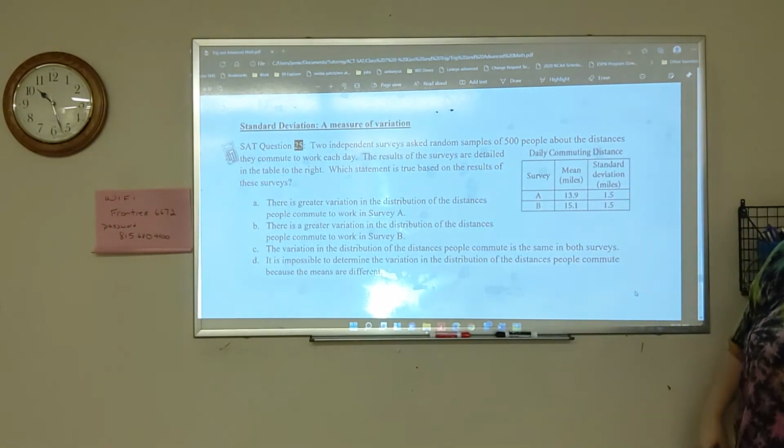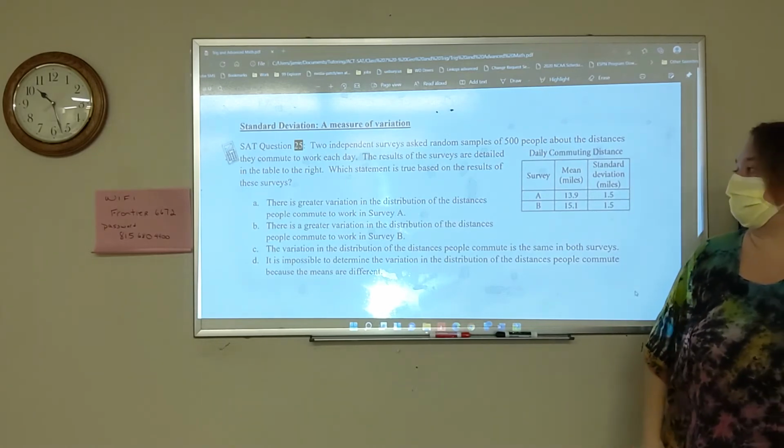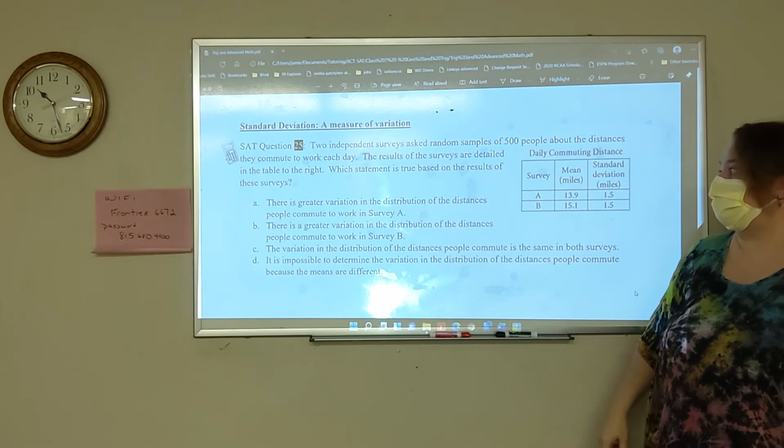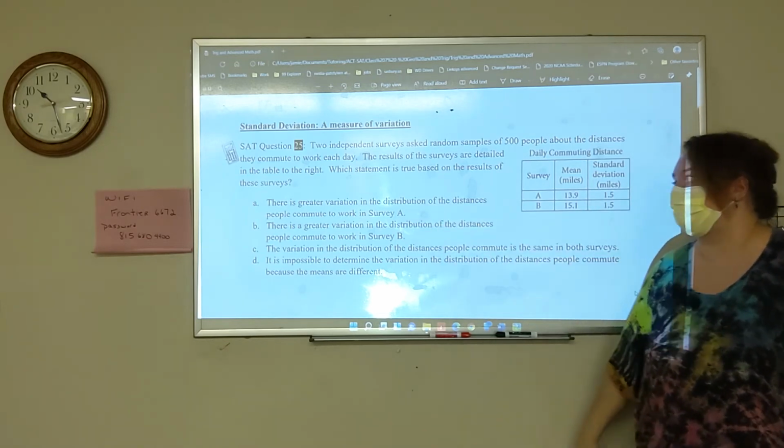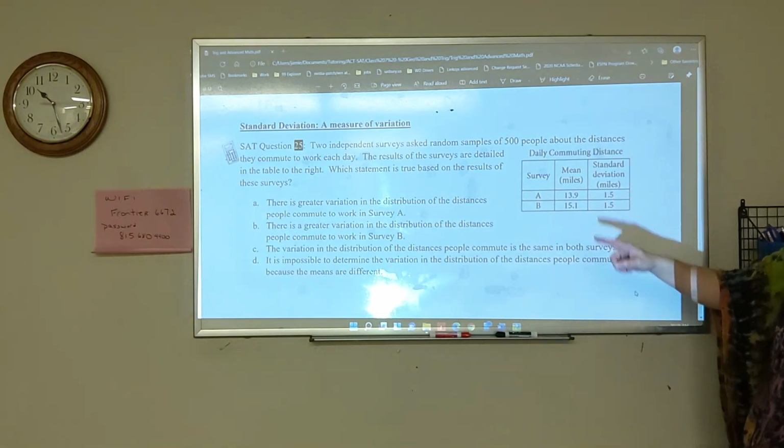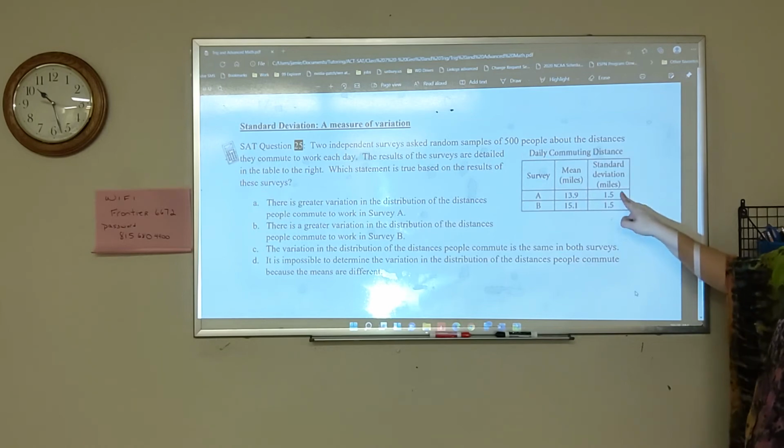Two independent surveys asked random samples of 500 people about the distances they commute to work each day. The results of the survey are detailed in the table to the right. Which statement is true based on the results of the survey? There is greater variation, aka standard deviation, in the distribution of the distances people commute to work in survey A. Variation, standard deviation. They're the same.